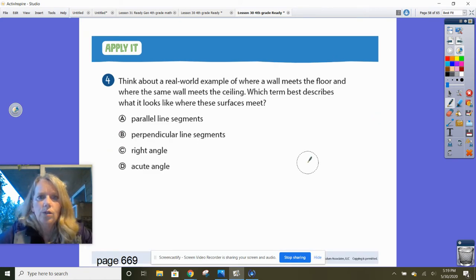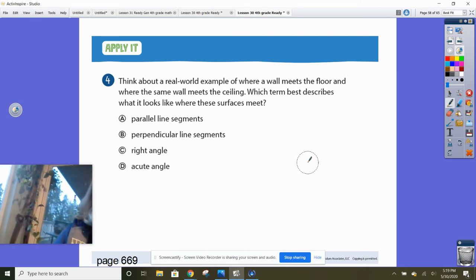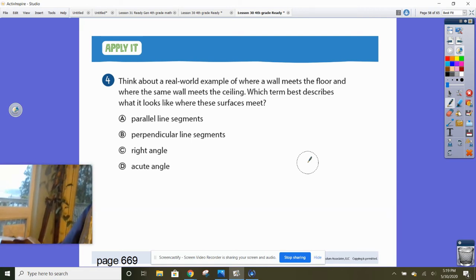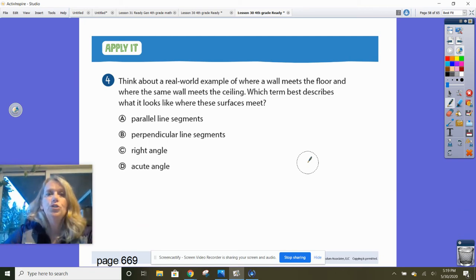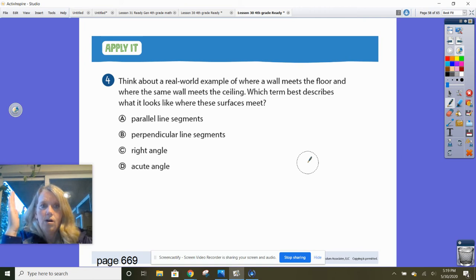Number 4, think about a real-world problem of where a wall meets the floor, where the wall meets the ceiling. So probably in the room you're in right now. Which term best describes what it looks like when these 2 surfaces meet? So if I look over to my wall, that's the window, but it meets the floor, and then the wall meets the ceiling up to there. Which term best describes where these 2 surfaces meet? I would say perpendicular line segments. Oh, they meet at right angles.